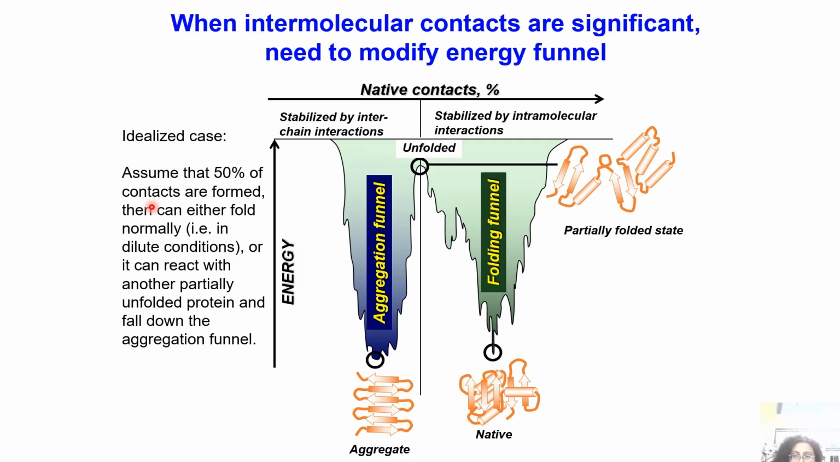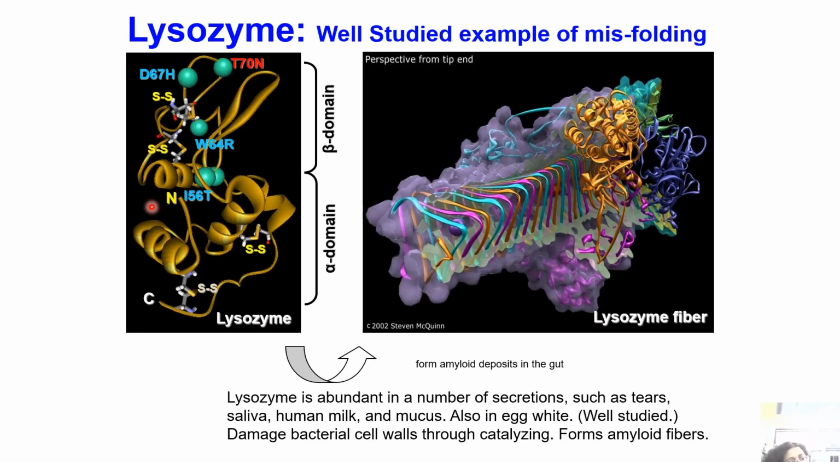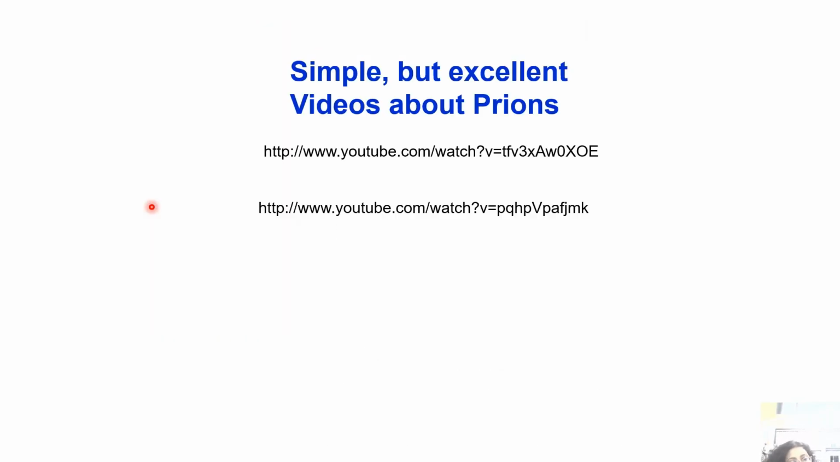Now, when intermolecular contacts are significant, we need to modify the energy funnel. Okay, idealized case, assume that 50% of the contacts are formed. Then it can either fold normally or it can react with another partially unfolded protein and fall down the aggregation funnel. Lysozyme is a well-studied example of misfolding. It's abundant in a number of secretions such as tears, saliva, human milk, and mucus, also in egg white. It basically damages bacterial cell walls, and it can also form amyloid fibers.